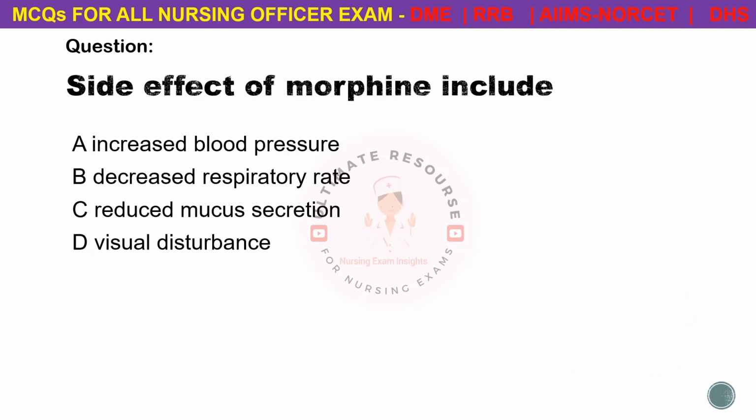Side effects of morphine include A. Increased blood pressure, B. Decreased respiratory rate, C. Reduced mucus secretion, D. Visual disturbance. The answer is B. Decreased respiratory rate.